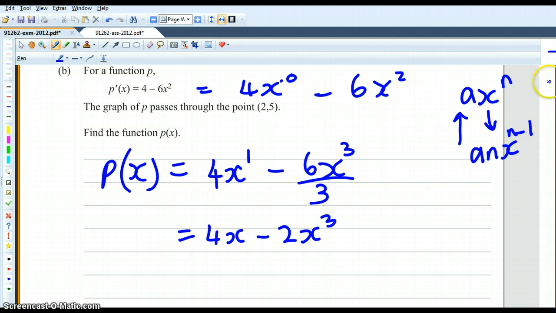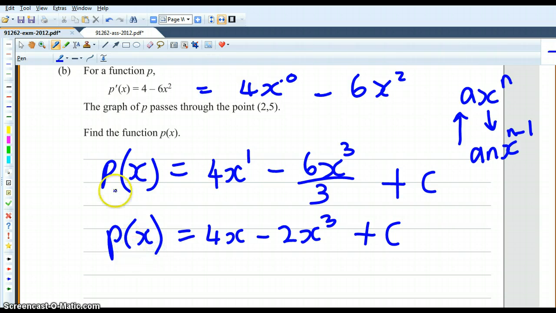Now remember that if I had a 3, it disappeared, or any sort of constant, it disappeared. So I need to say some kind of a constant here. So this is my p of x.